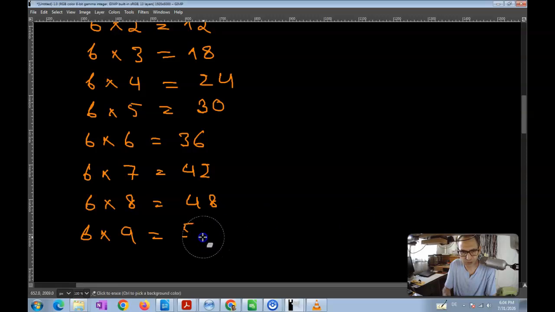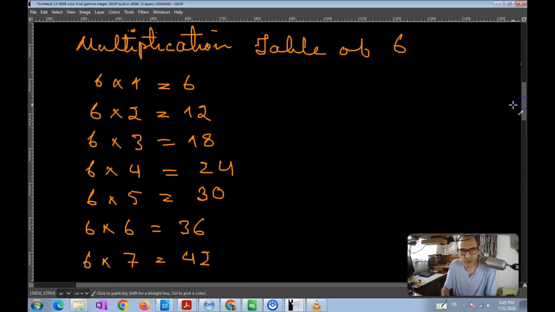If I'm not mistaken, that is equal to 54, because the difference has to always be 6. So 48 plus 6 would be 54. And then 6 times 10 is equal to 60, and 54 plus 6 is equal to 60. Right? So that's the multiplication table for 6.